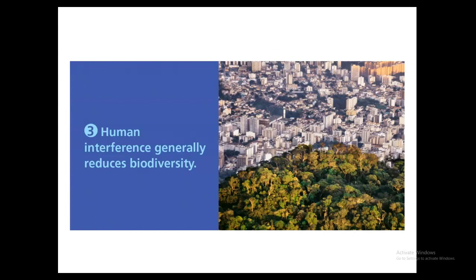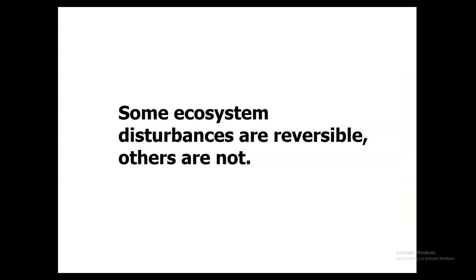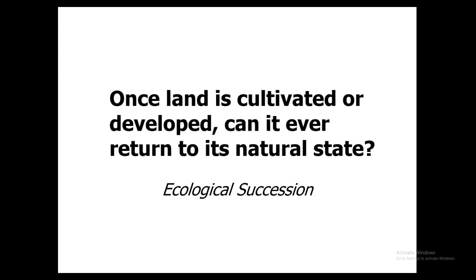Human interference generally is going to reduce biodiversity. Some eco-disturbances are going to be reversible, but others are not. So we're going to have two types, reversible versus irreversible. Once land is cultivated or developed, can it ever return to its natural state? Well, it can go through a certain ecological succession.